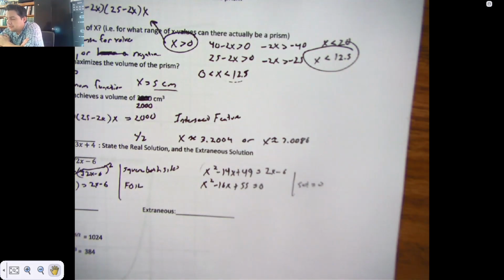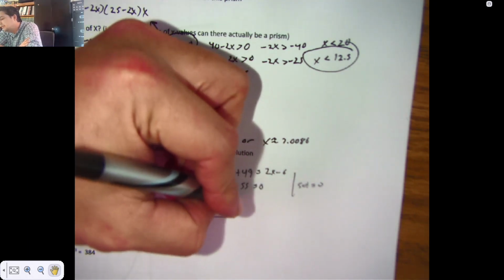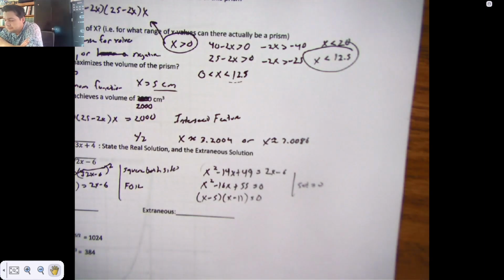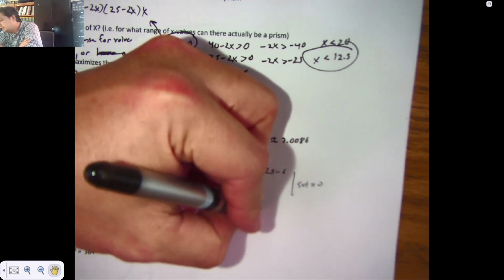The reason I set it equal to 0 is because I'm hoping I created something that factors, and this was designed to factor. The one on your test is designed to factor. This one that you're given on your twin is designed to factor. And this does factor. It's x minus 5 and x minus 11 being 0. At least I believe it is. One of these was supposed to be extraneous. Did I do everything right? Looks like I did everything right. But anyways, I get two answers: x is 5 or x equals 11.